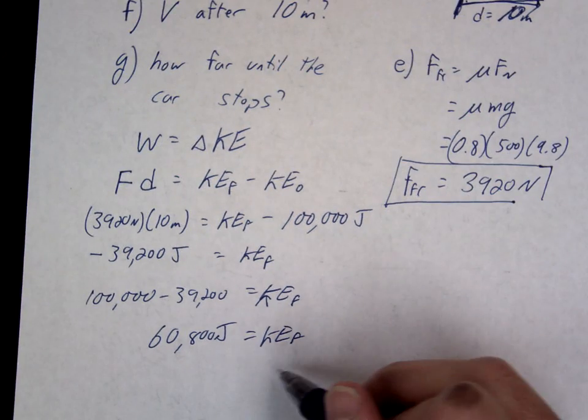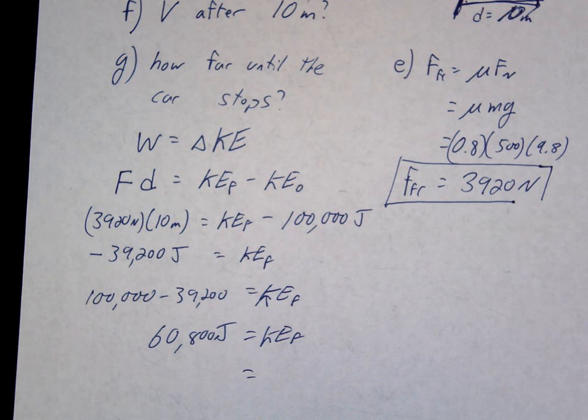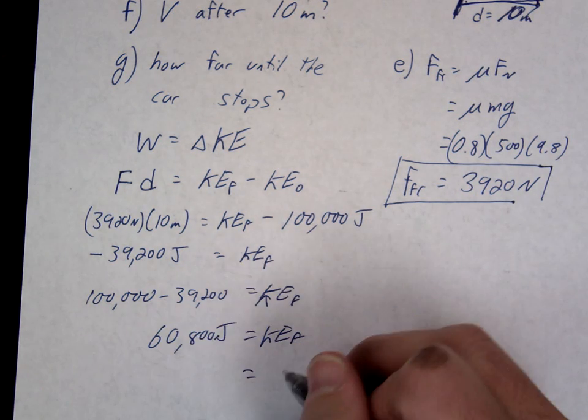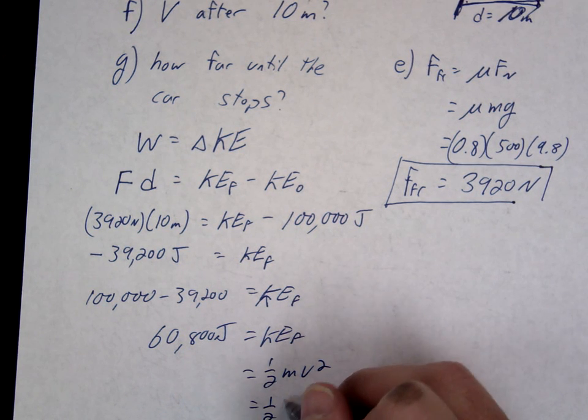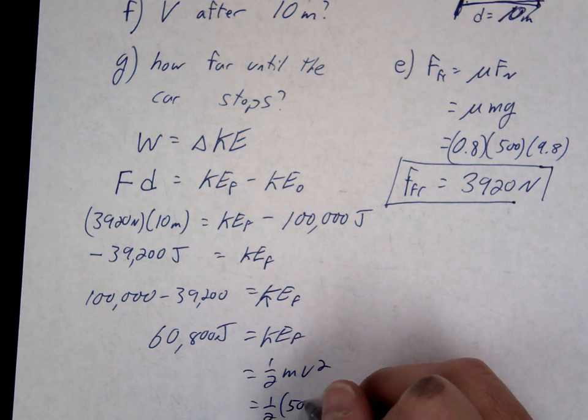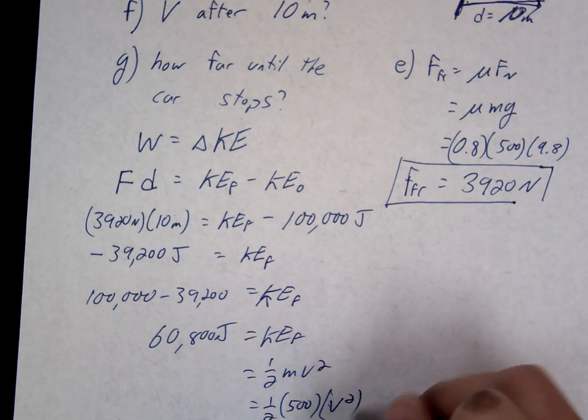So anyways, I actually asked you for the speed, right? So how do we find the speed? 1/2 mv squared. Yeah, so we'll go 1/2. The mass was 500. And our v is, or we're looking for a v.